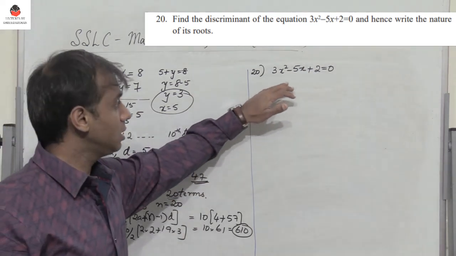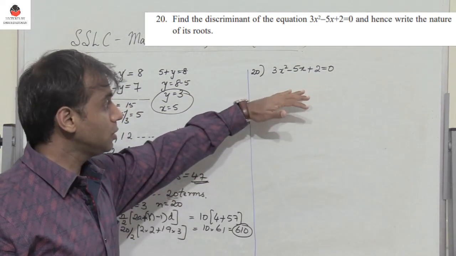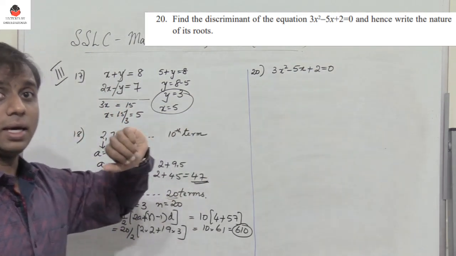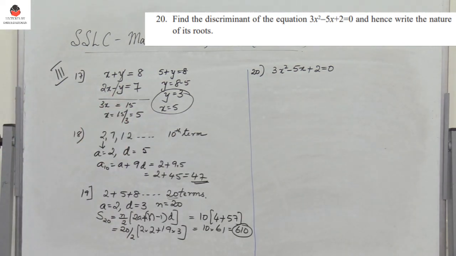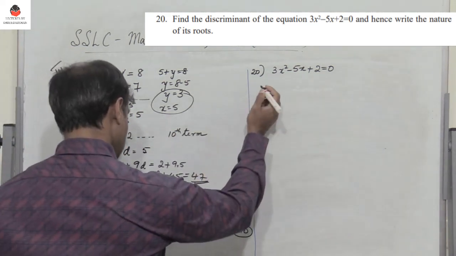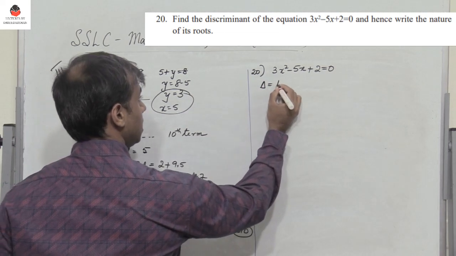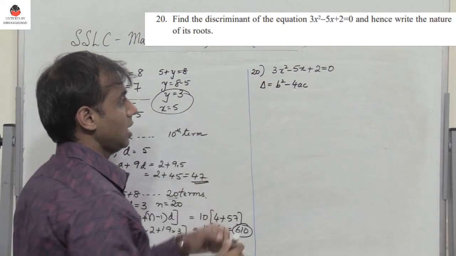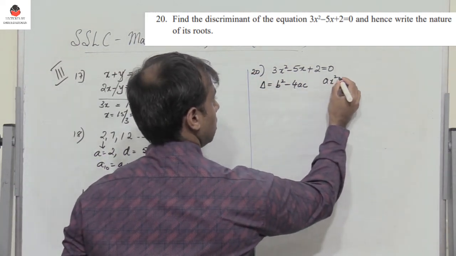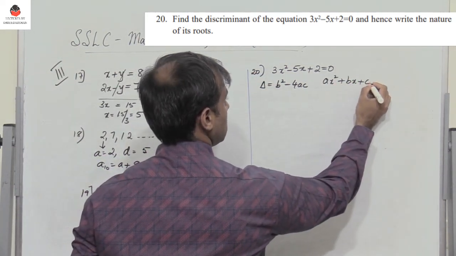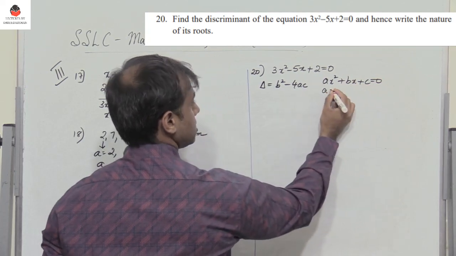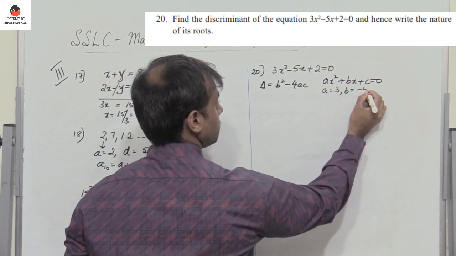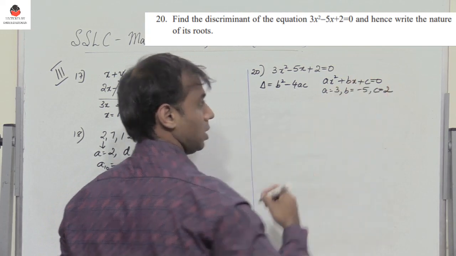So problem 20, here is the quadratic equation. You need to find the discriminant and comment on the nature of the roots. So what is the discriminant? The discriminant is nothing but delta equals b square minus 4ac. Now comparing this with the standard form, which is ax square plus bx plus c equals 0, what is a? A is 3, b is minus 5 and c equals 2.